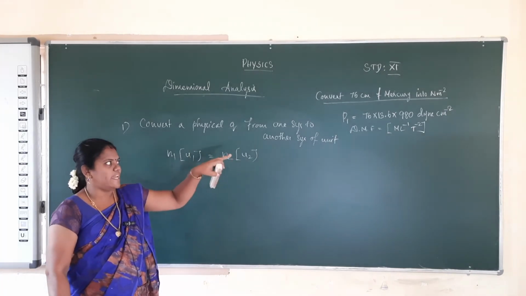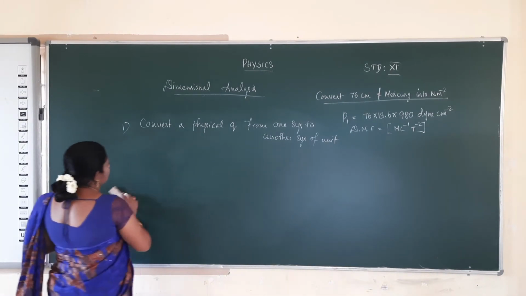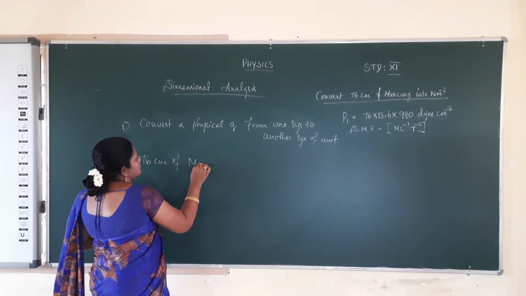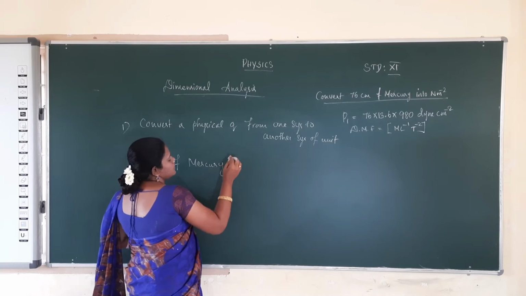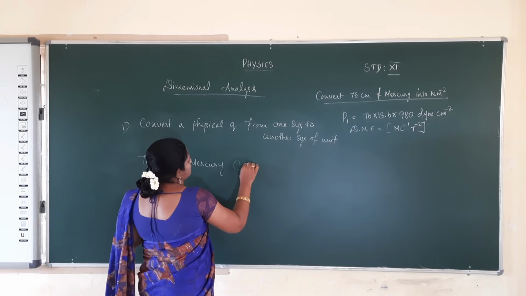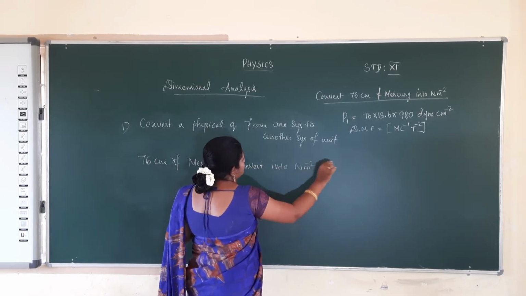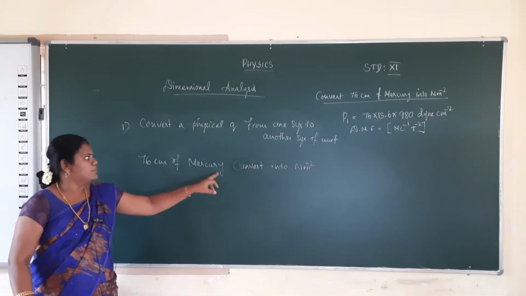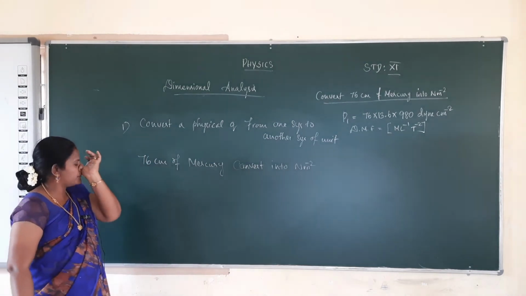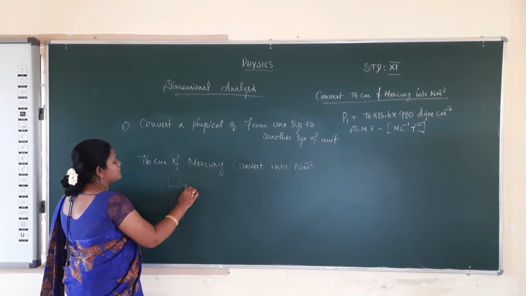In our book there is one example: convert 76 centimeter of mercury into Newton meter power minus 2. 76 centimeter of mercury, convert into Newton per meter square. 76 centimeter of mercury, what is that? That is a pressure, because you take one container and fill the mercury to the level of 76 centimeter.